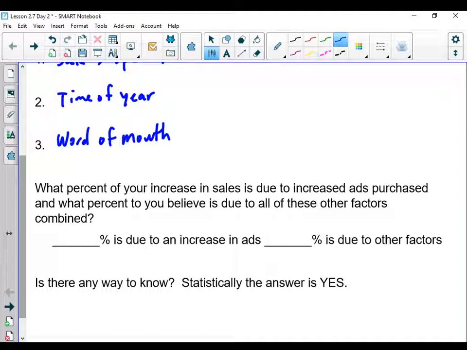So there's no wrong or right answer here, but what percent of your increase in sales is due to increased ads purchased, and what percent do you believe is due to all those other factors combined? So again, I want you to pause the video and just come up with, okay, well, what percent is due to the increase in ads, what percent is due to those other factors?